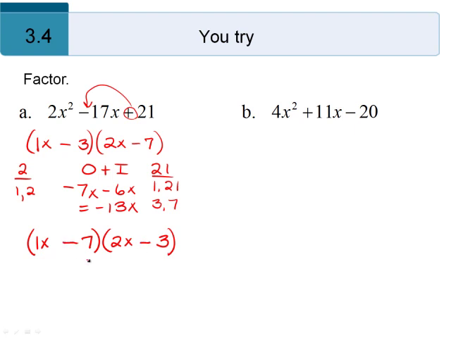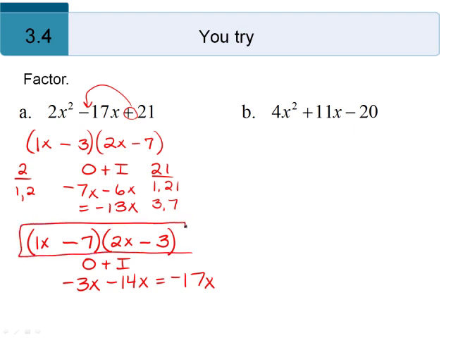Now, once again, check the outer plus the inner. The outer term, 1x times negative 3, is negative 3x. Negative 7 times 2x is negative 14x. You add those and keep the sign, and that gives you negative 17x, which is our middle term. That's what we want. So yay, here is your answer.